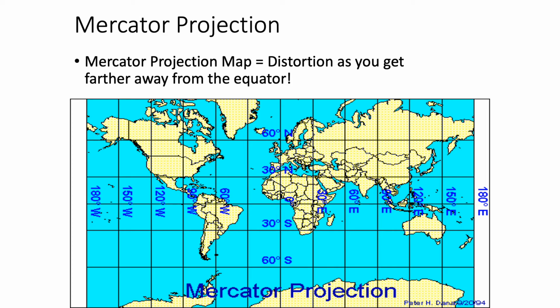All of the latitude and longitude lines meet at 90-degree angles, and it's one of the most common ones you guys have probably seen. It probably never occurred to you that there's some sort of stretching out or distortion on this map, but there is.